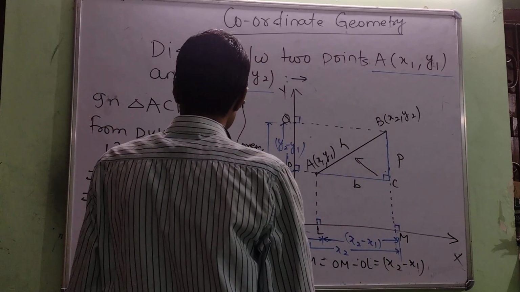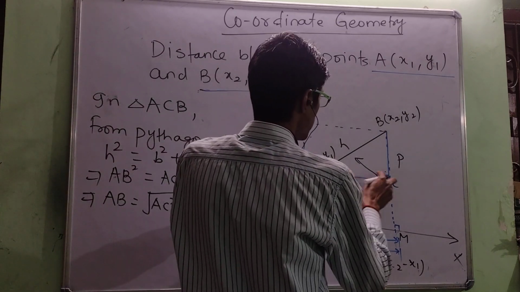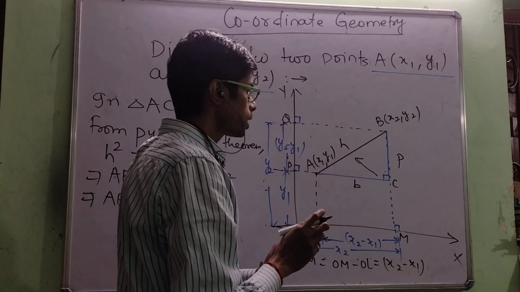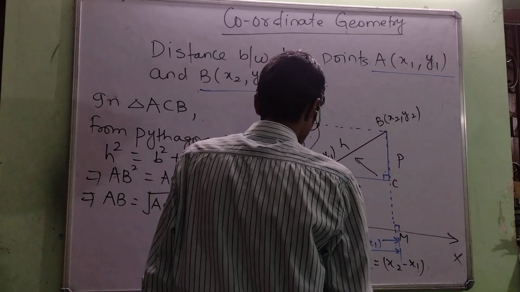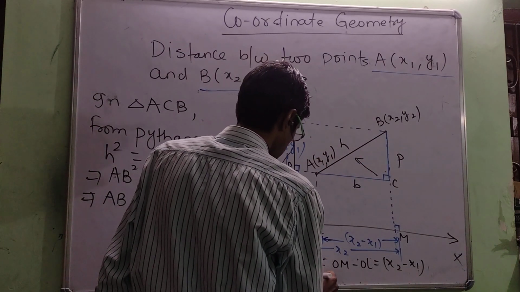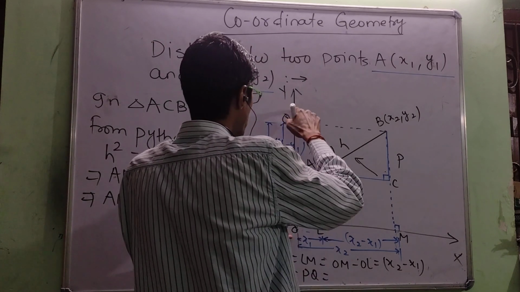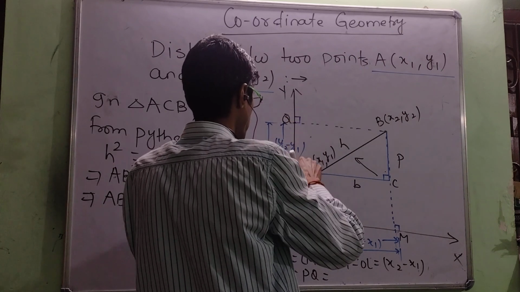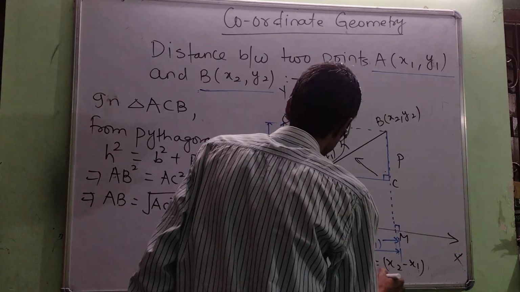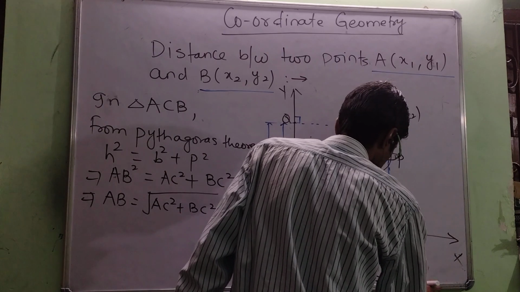And now we have to calculate distance BC. Distance BC, here PCBQ is also a rectangle in which opposite sides are equal. So BC will be equal to PQ. And what will be the distance PQ? Distance PQ will be OQ minus OP, that is, OQ distance is y2 and OP distance is y1.